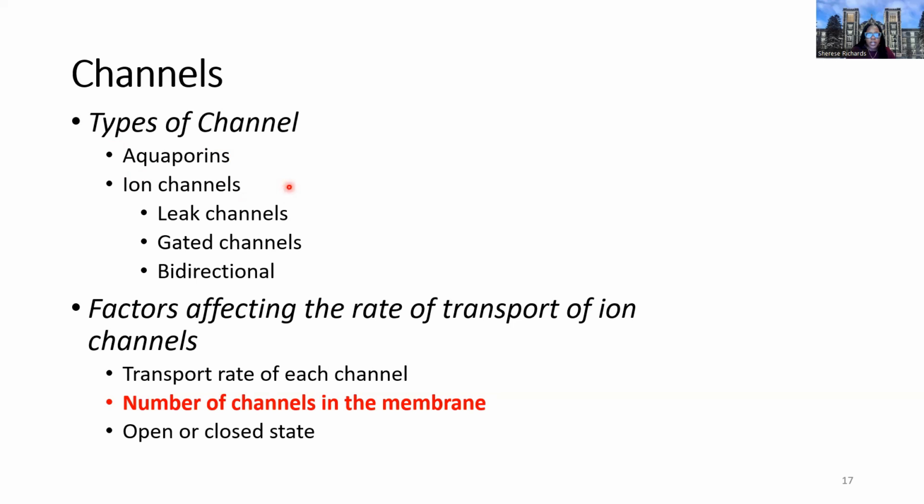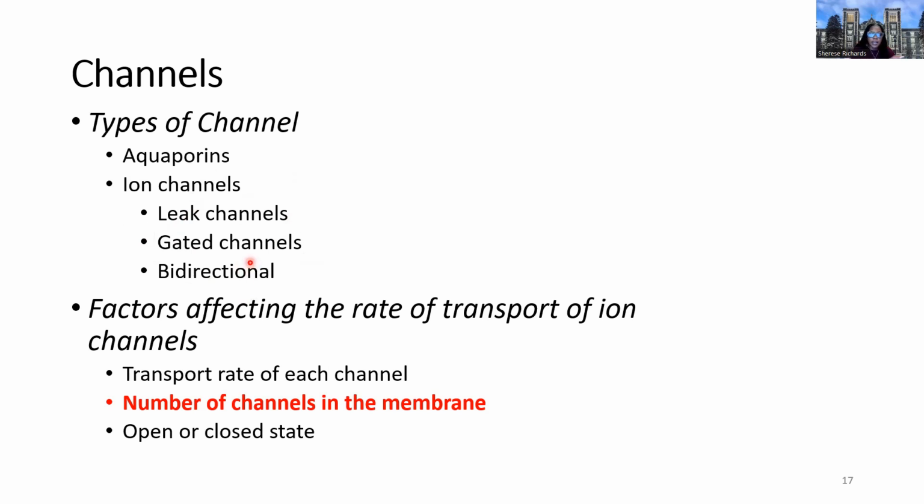Ion channels are another type of channel that we see in the membrane, and this can be specific to different types of ions. So again, because we said that charged particles cannot go through the phospholipid bilayer, any type of charged particle, any ion, sodium, chloride, potassium, they all need an ion channel to be able to go through the membrane. And there are different types of ion channels.